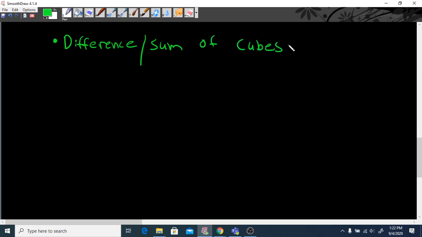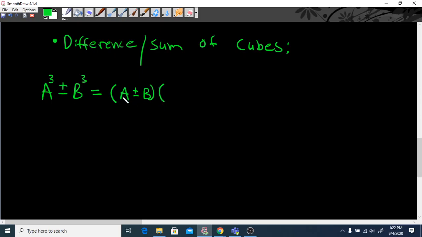I think maybe the last one in this video is the difference or sum of cubes. Okay? And that looks like this. There could be a plus or a minus. Okay? So something cubed plus or minus something else cubed, that factors like this. A plus or minus B. So what that means is if there's a plus here, there's a plus here. If there's a minus here, there's a minus here.